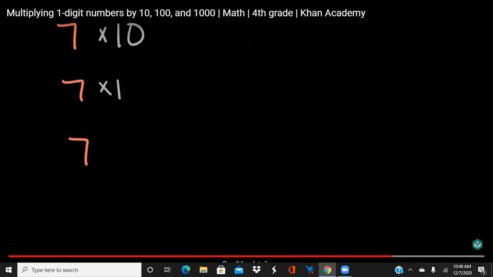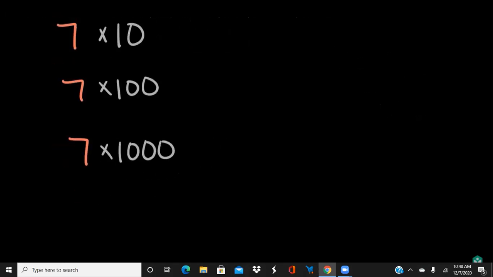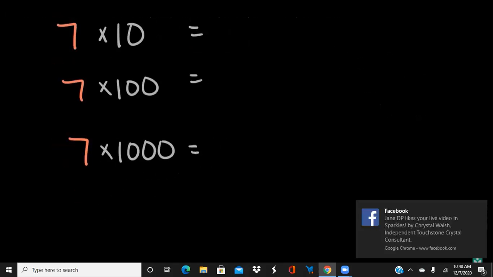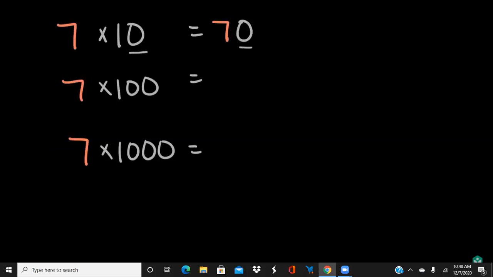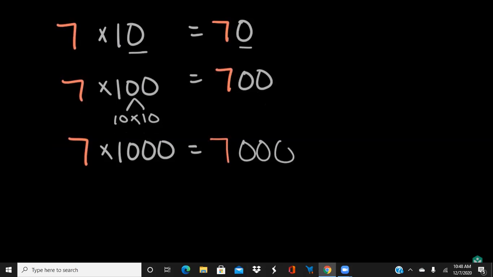So let's look at that all as one pattern. Let's take the number 7, and let's multiply it by 10, by 100, and by 1,000, and see what happens. 7 times 10 is going to be 7 with 1 zero, because we have 1 ten. 7 times 100 will be 7 with 2 zeros, because again, 100 is the same as 10 times 10. So this is 7 times 10 twice, so we have 2 zeros. And 7 times 1,000 will be 7,000, or 7 with 3 zeros, because 1,000 is equal to 10 times 10 times 10, or 3 tens. So we add 1, 2, 3 zeros.